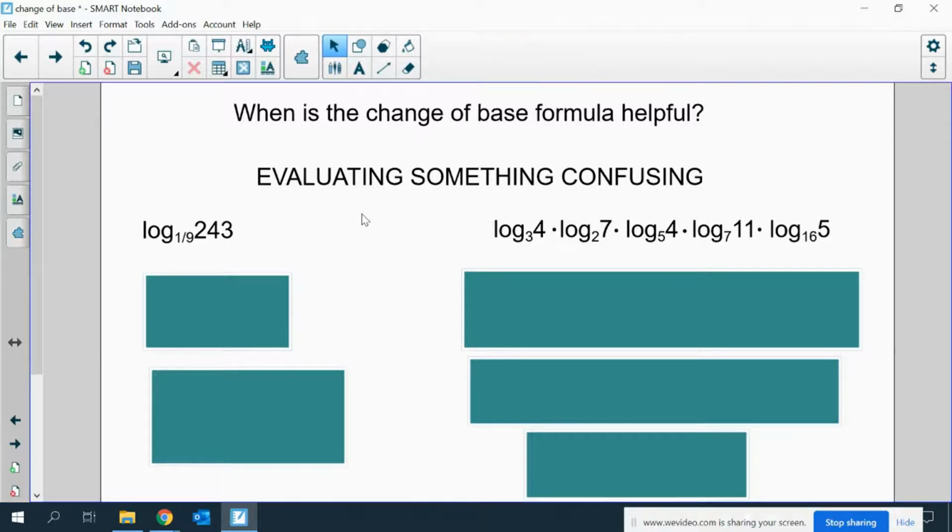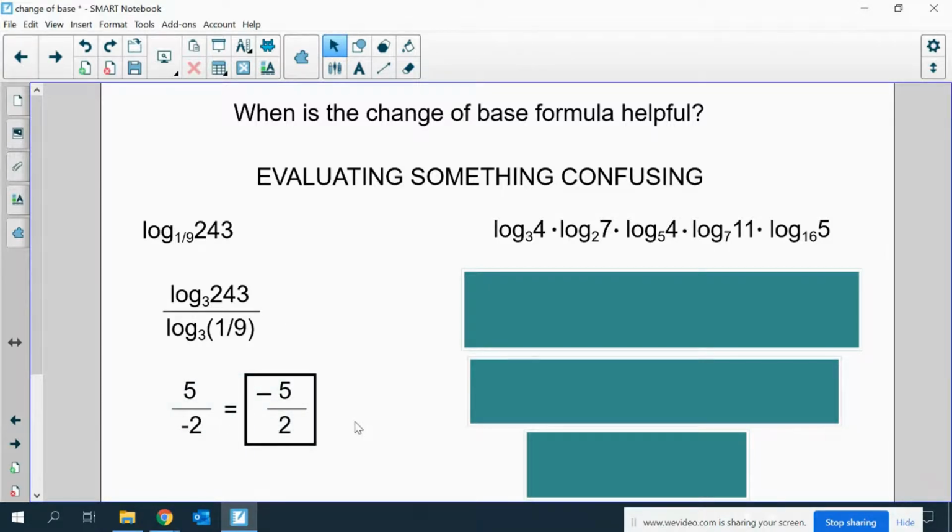When is this helpful? Well, it's helpful when we evaluate something confusing. So if I have log base 1/9 of 243, I can rewrite both of those in terms of log base 3. So I could say log base 3 of 243 divided by log base 3 of 1/9. And the reason I would choose 3 is because each of these are powers of 3. So I end up with the numerator being 5 and the denominator being -2. So my answer is -5/2. Now I could get that in other ways, but this is a pretty easy and very helpful way to use the change of base formula.